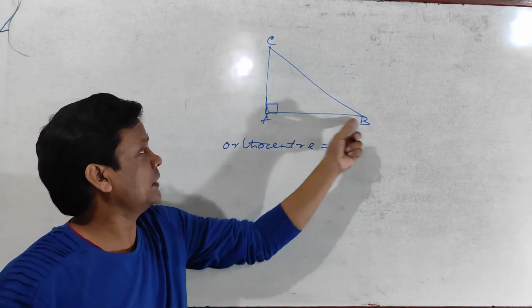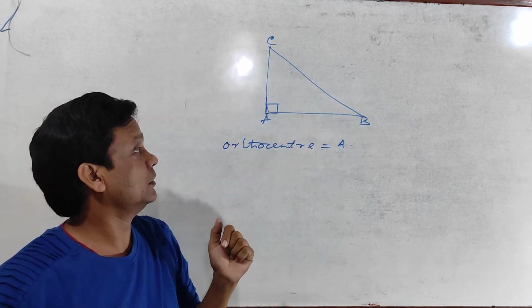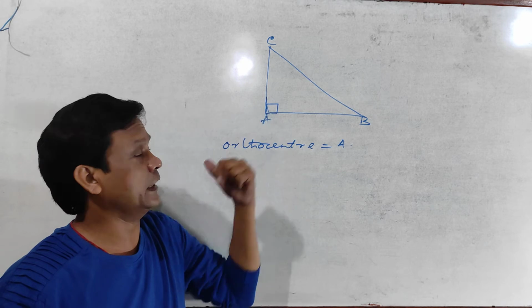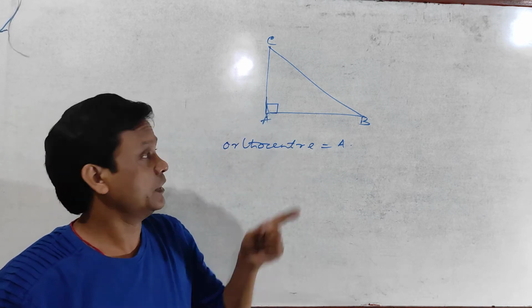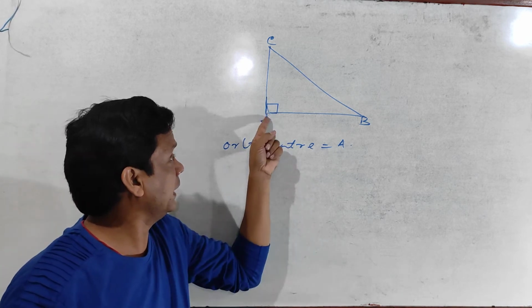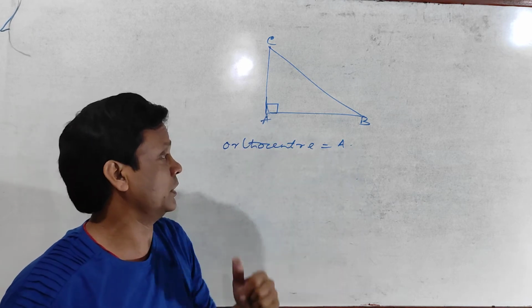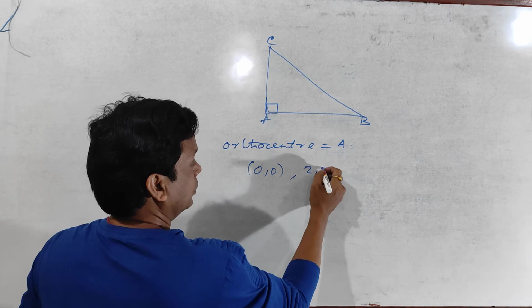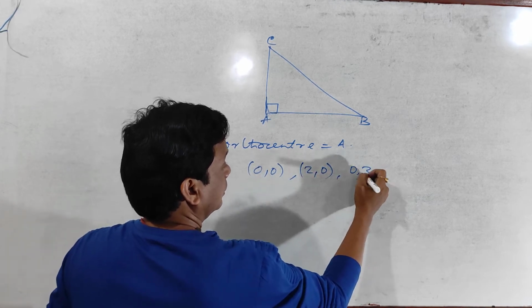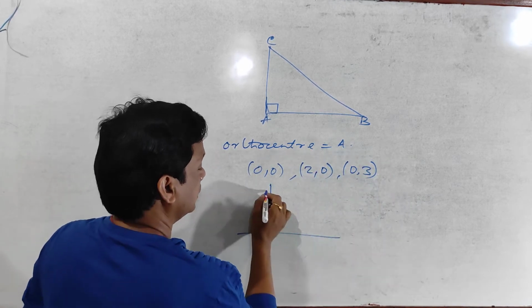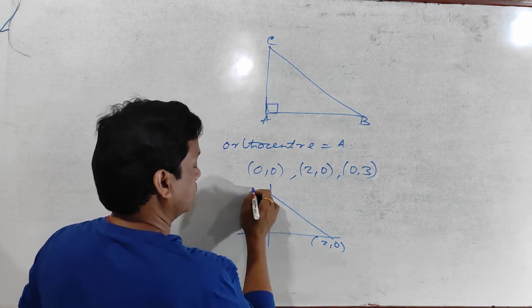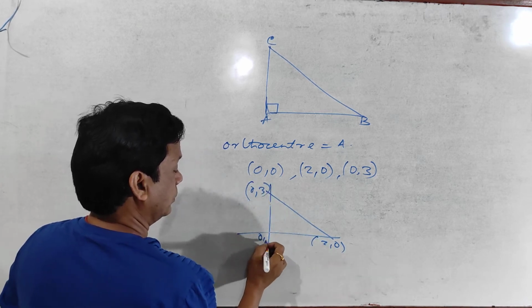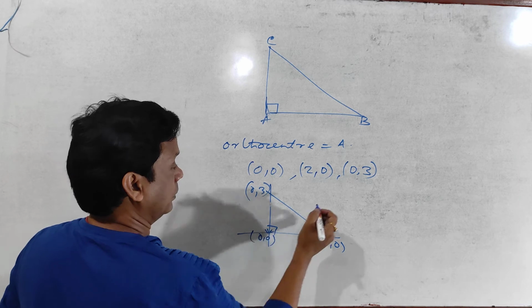If a right angle triangle is given, see here, then the orthocenter will be the right angle vertex. Here A is the right angle, so A is the orthocenter. For example, same question I am giving you, 0 0, 2 0, and 0 3. So what is the orthocenter? This one is 2 0, this one is 0 3, and this one is 0 0. So the orthocenter is this one, origin. Origin is the orthocenter.